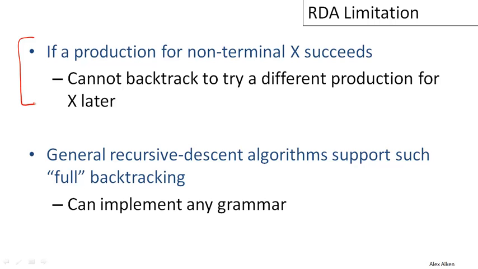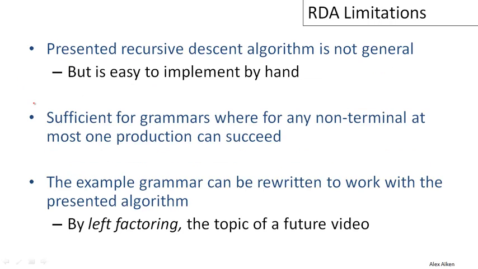And recursive descent is a general technique. There are algorithms for recursive descent parsing that can parse any grammar. They can implement the full language of any grammar, and they have more sophisticated backtracking than what I showed in the algorithm that I presented last time. Now, the reason for showing this particular algorithm is that it's easy to implement by hand. So this is an approach to recursive descent that, while it has this limitation, is very mechanical and very straightforward to design a parser for a given grammar. And it will work for a rather large class of grammars.